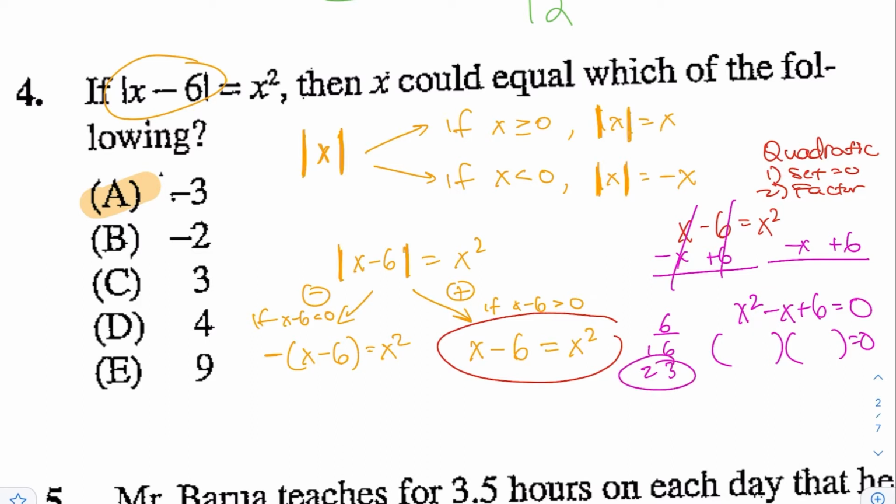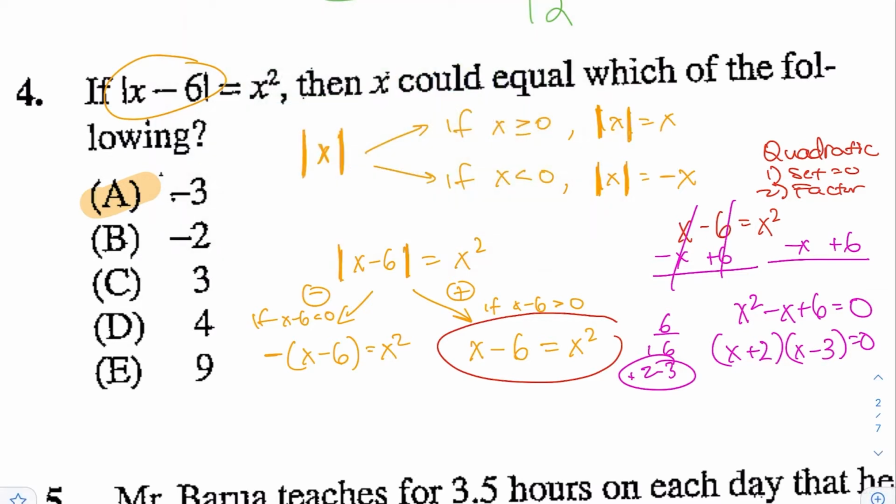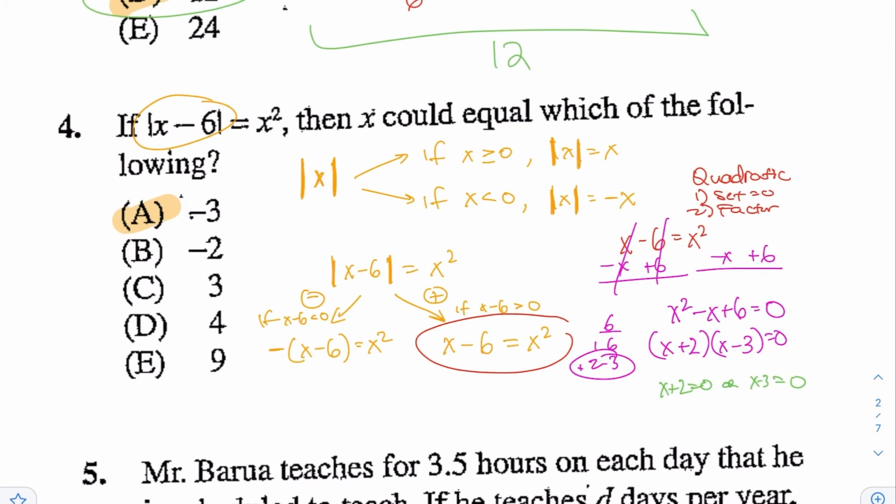So you get that with 2 and 3, specifically a positive 2 and a negative 3, to have x plus 2 and then x minus 3. And when you solve for this, either one of these can be equal to 0. So x plus 2 could be equal to 0, or x minus 3 could be equal to 0. So in this case, x could be equal to negative 2, or x could be equal to positive 3.